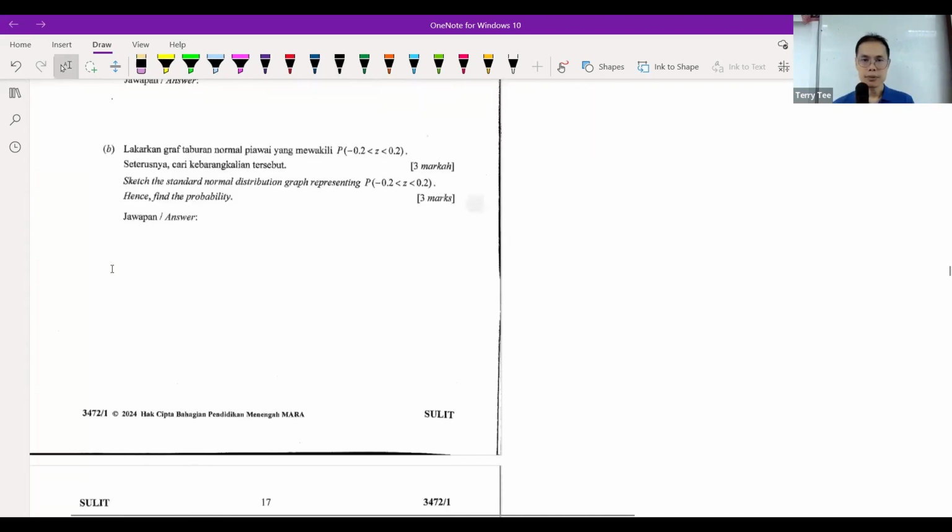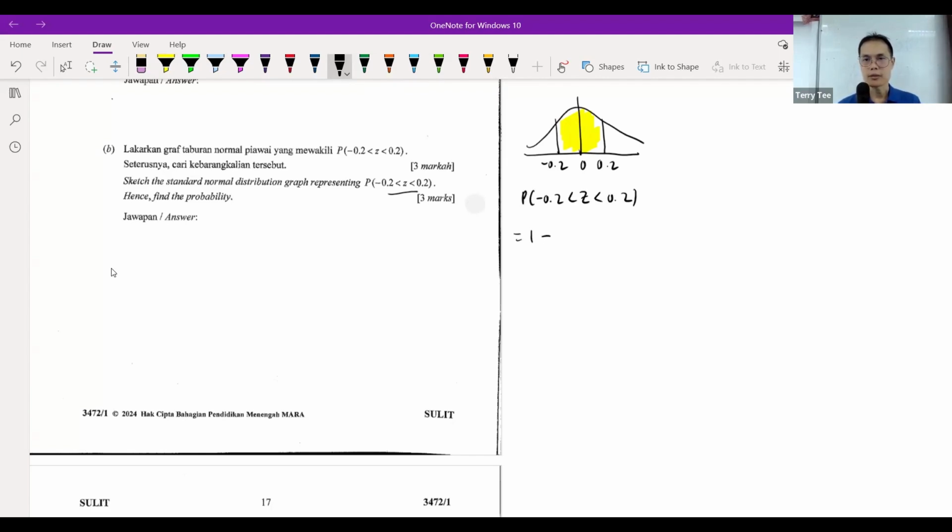For part B, we are supposed to sketch the graph representing this. When I sketch it, I know it's between negative 0.2 and positive 0.2. Again, this is the shaded region. You don't have to use a color pen, you can just use a pencil and shade it. And we're supposed to find the probability. This is quite easy. It's the same as just now: we need to do 1 minus 2 times the upper tail. You can flip it over. It's the same as P(Z more than 0.2).